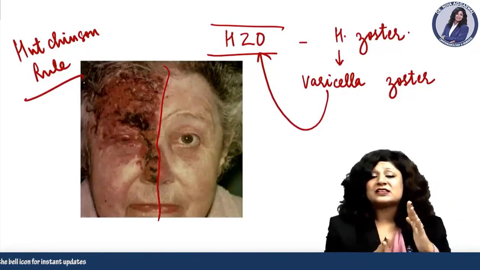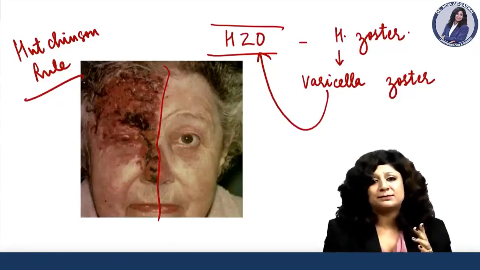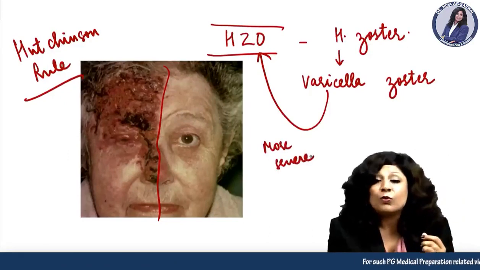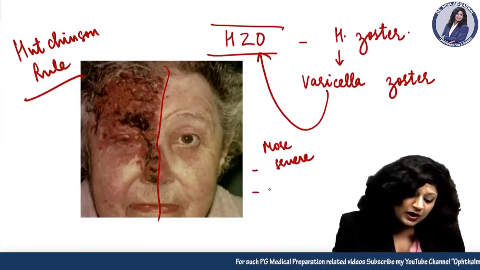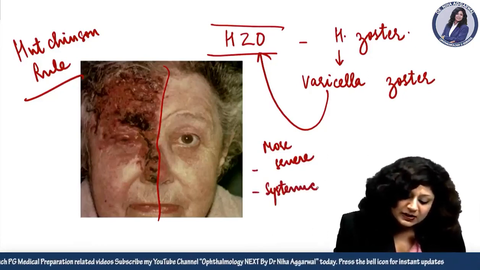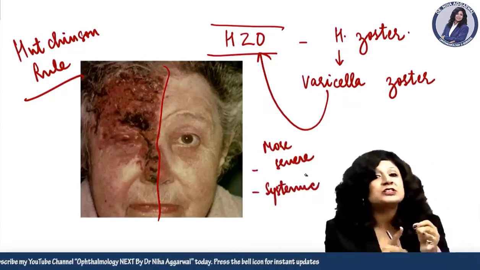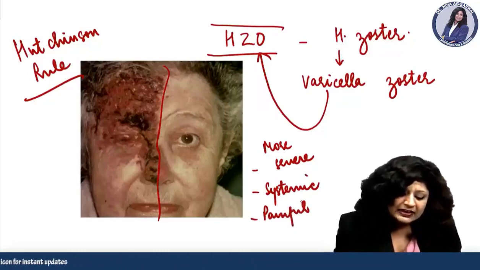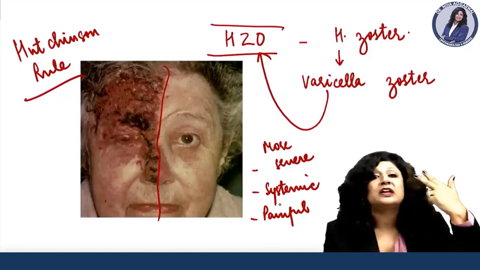Now, how is this different from herpes simplex? First of all, this is more severe. This virus is more virulent. Plus, you have the systemic features also. It is very painful also, and it is involving all the three divisions.